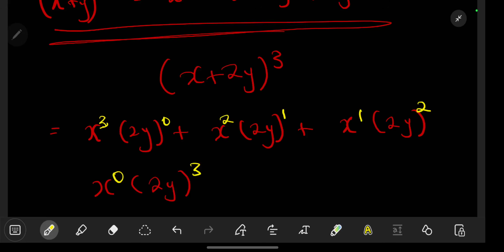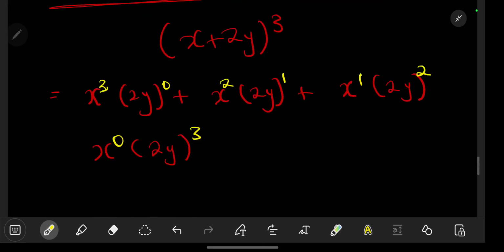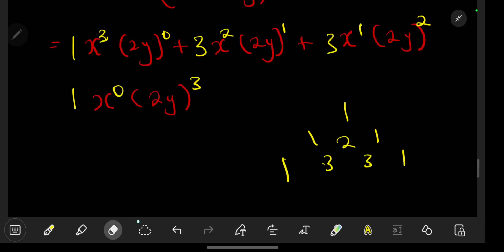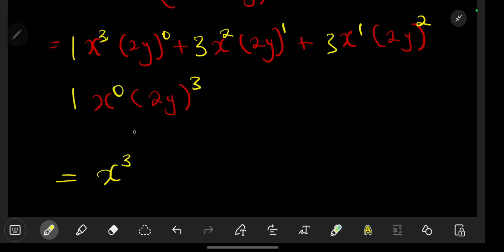Then what you are going to do is put the coefficients. Since the power is 3, we write 1, 1, then 1, 2, 1, then 1, 3, 3, 1. So these are the coefficients we are going to put: 1 here, the next one is 3, the next one is 3, the next one is 1. So we are going to have x to the power of 3, since (2y) to the power 0 is 1.